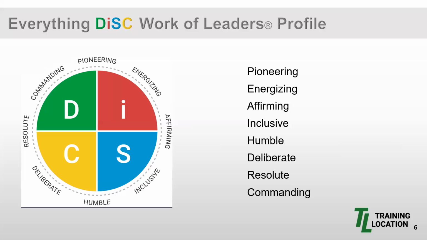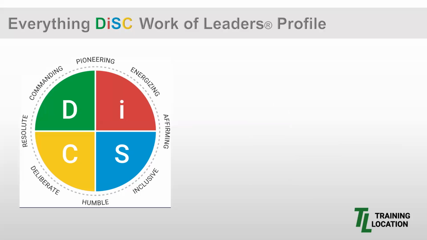Today, we'll see what the work of leaders profile tells the participant and what action plan can result. Breaking it down further, we see the 3 priorities assigned to each quadrant respectively. And there is a little bit of overlap, as you'll see.